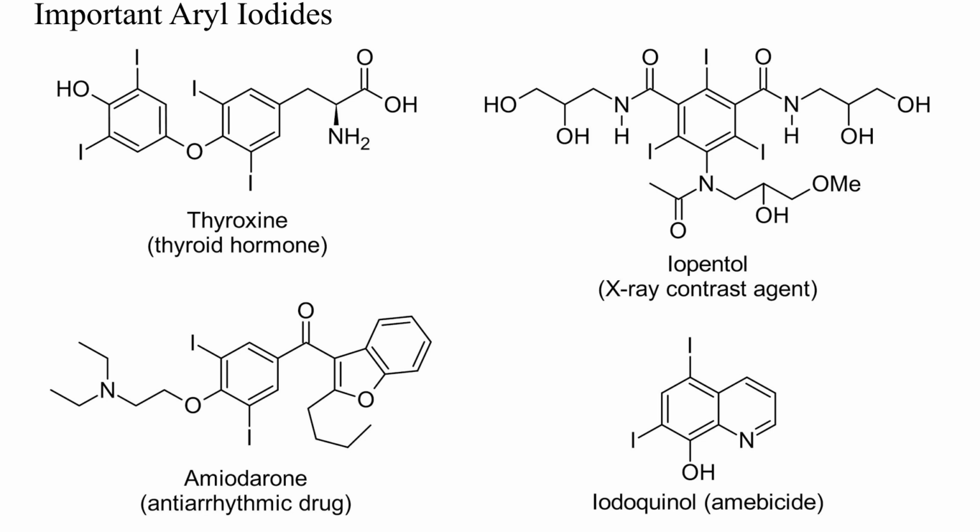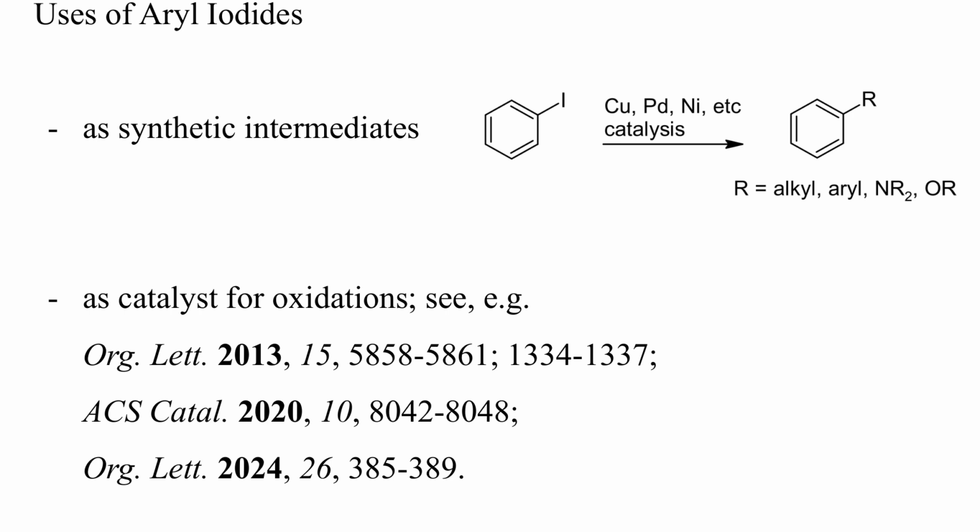A few biologically active aryl iodides are known, for instance the thyroid hormones, X-ray contrast agents like iopentol, the antiarrhythmic drug amiodarone, and the amebicide iodoquinol. But aryl iodides are mostly used as synthetic intermediates. Because of the weak carbon-iodine bond, aryl iodides readily react with metals and are excellent starting materials for various transition metal catalyzed transformations. The Sonogashira coupling with terminal alkynes works particularly well with aryl iodides.